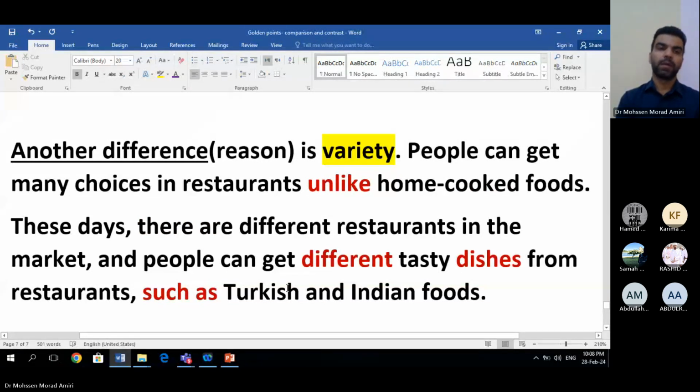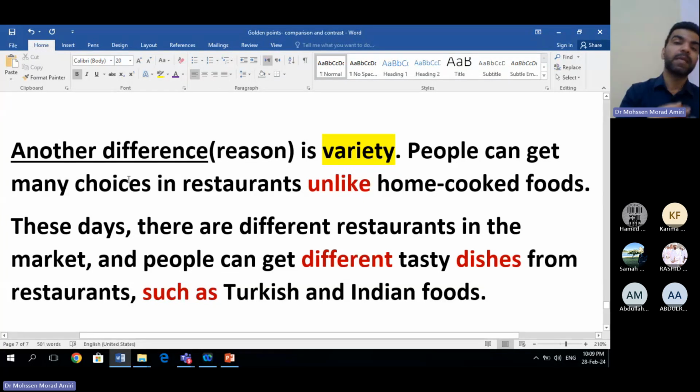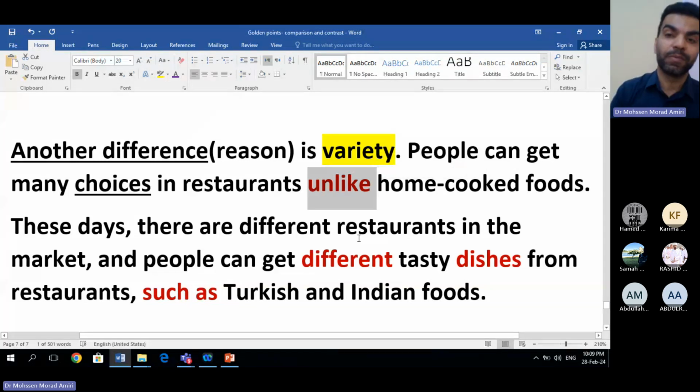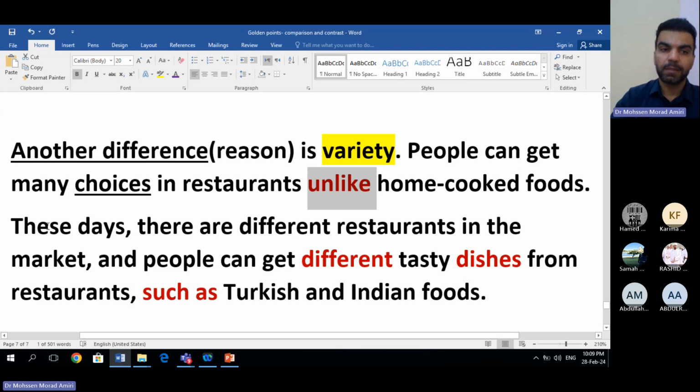This is the explanation of variety. Tanawwu'. Another difference is variety. Okay, what do you mean variety? You should explain it. People can get many choices. Sure, choices. People can find many choices in restaurant. In contrast to, unlike. Unlike, Shabab, means in contrast to. See, you remember I told you in contrast? Here, in the middle, you can also use it. In contrast to or unlike. In contrast to home-cooked foods. Unlike homemade, home-cooked foods.